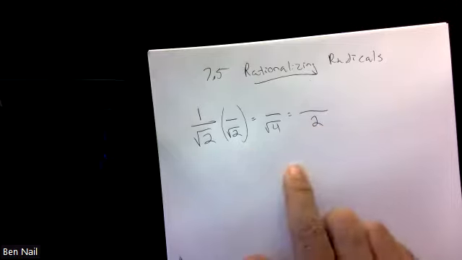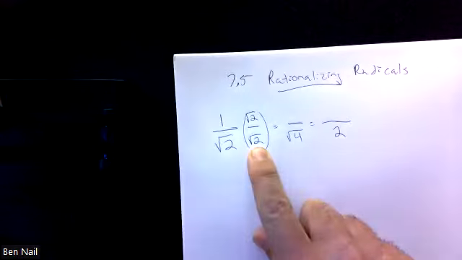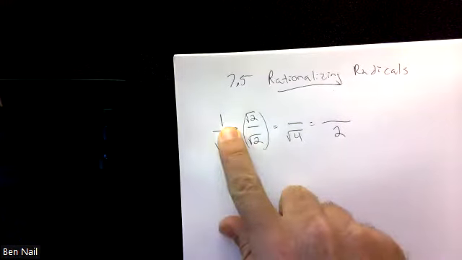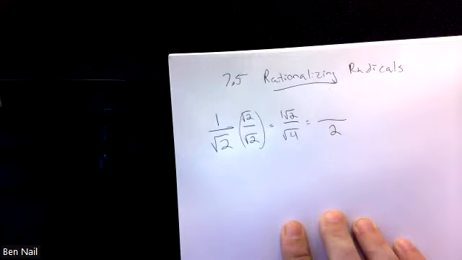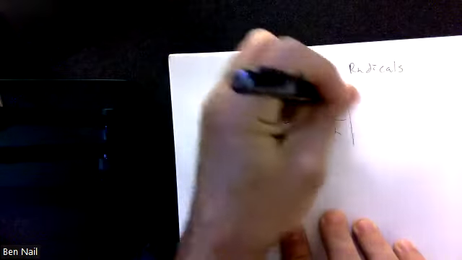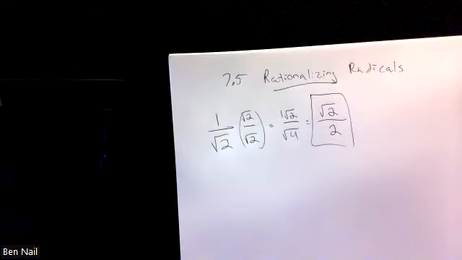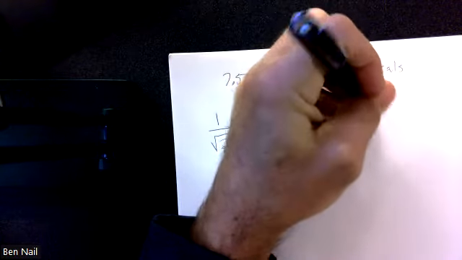No more radicals. Now, again, if you're going to multiply something to the bottom, you've got to multiply that same thing to the top. And if we multiply 1 times the square root of 2, we get 1 square root of 2, which is the square root of 2. So this is considered simplified or rationalized.